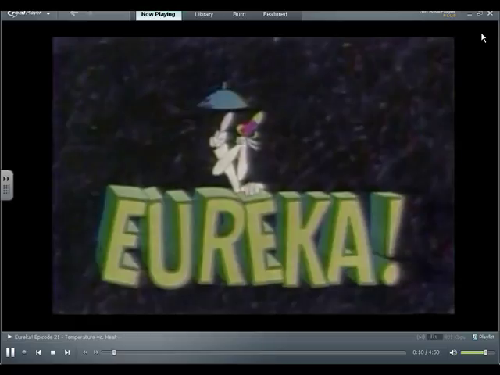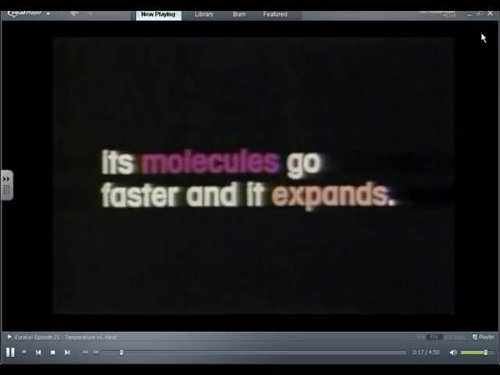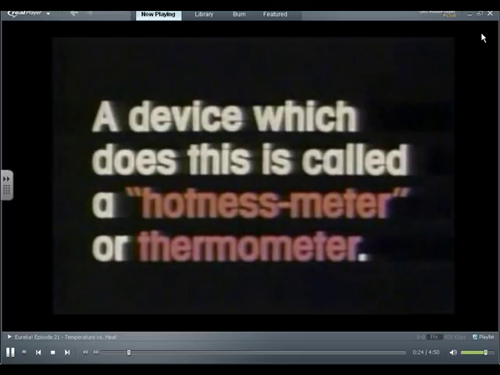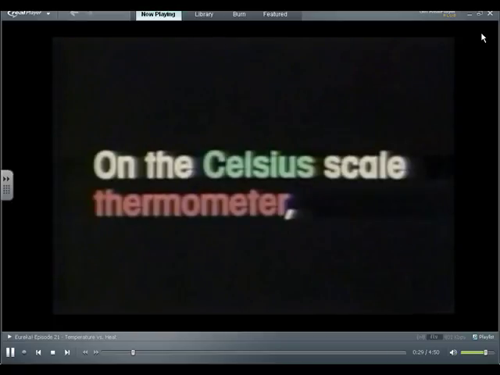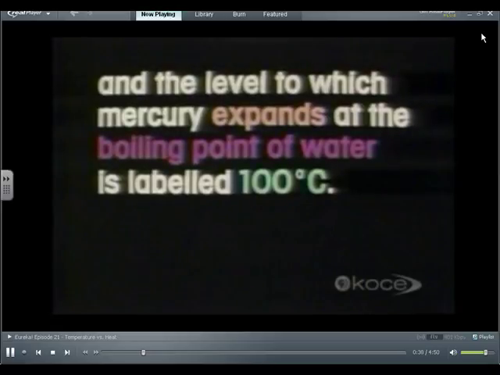Eureka! The story so far. When the degree of hotness or temperature of something goes up, its molecules go faster and it expands. This expansion can therefore be used to measure temperature itself. A device which does this is called a hotness meter or thermometer. On the Celsius scale thermometer, the level to which mercury contracts at the freezing point of water is labeled 0 degrees Celsius, and the level to which mercury expands at the boiling point of water is labeled 100 degrees Celsius.